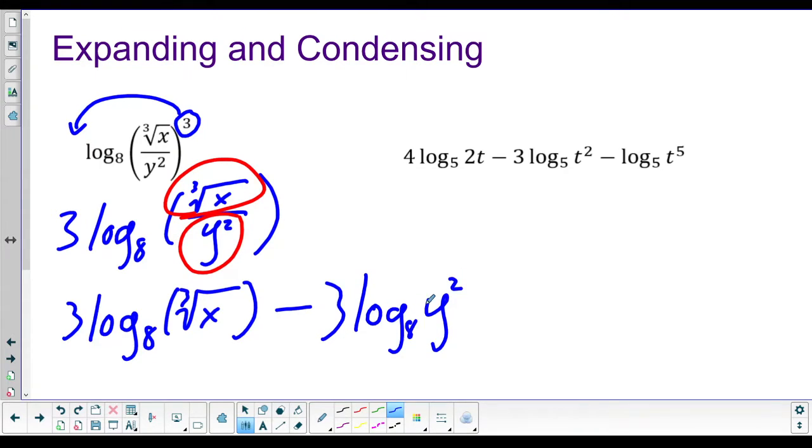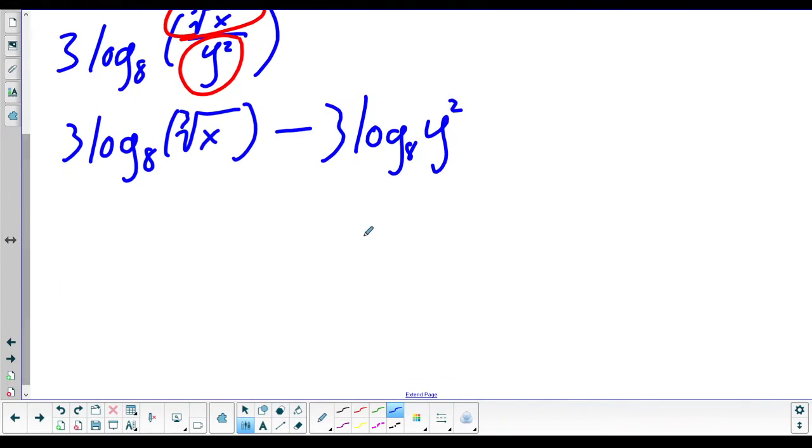Log base 8 of y squared, excuse me. All right, now we can expand this and we can expand this. To expand this, we need to remember how exponents work. If we have a root, we can rewrite that as an exponent.